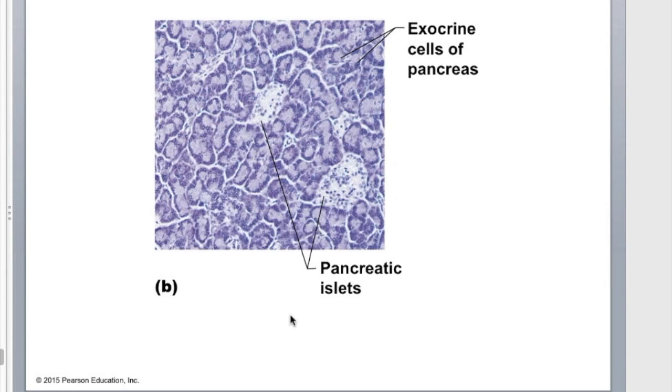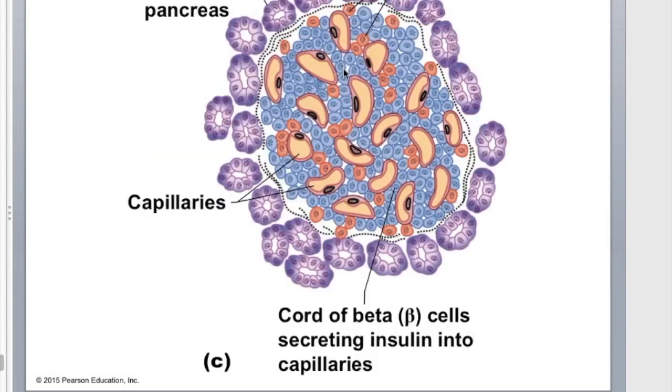So here's your islets, and here's your exocrine cells. This is a better picture. So you've got capillaries, and you've got your alpha cells, which are the red ones. Your alpha cells are producing your glucagon. And then you've got your beta cells, which are the blue cells, and they're producing your insulin.